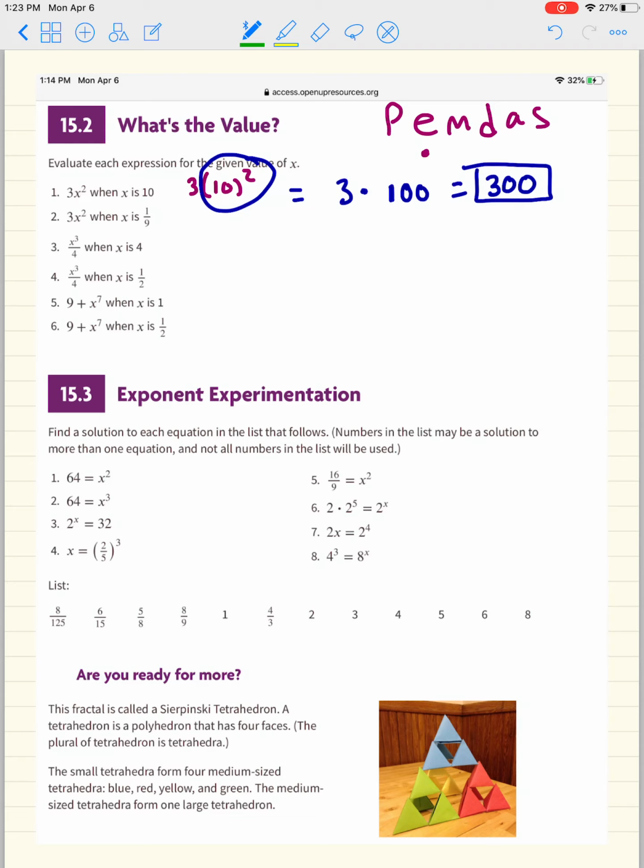All right, number 2, 3x squared when x is 1/9. So 3 times 1/9 squared. I need to do the 1/9 squared first. 1/9 times 1/9 is 1/81. And now I'm going to multiply that by 3. I'm going to end up with 3/81. Okay.